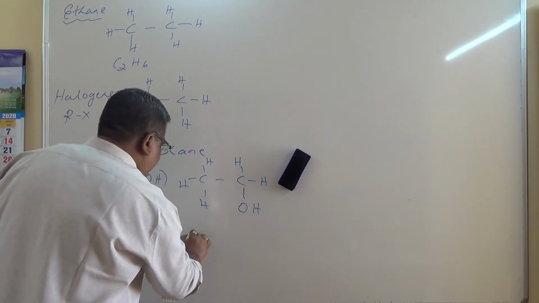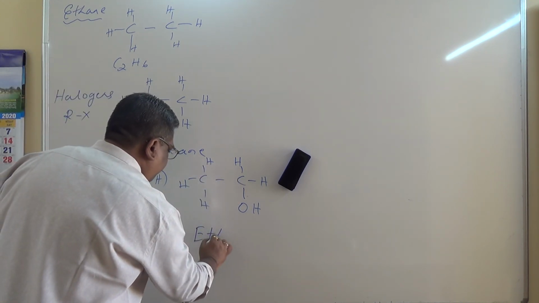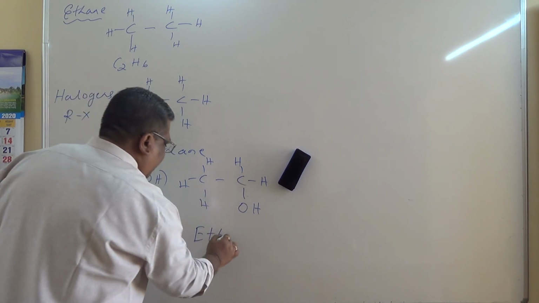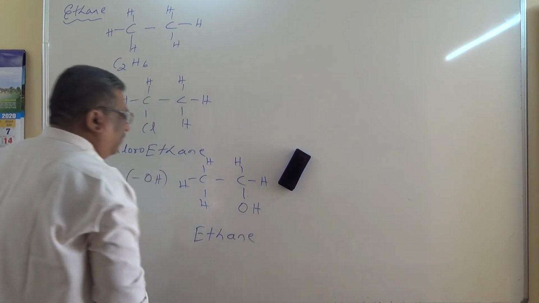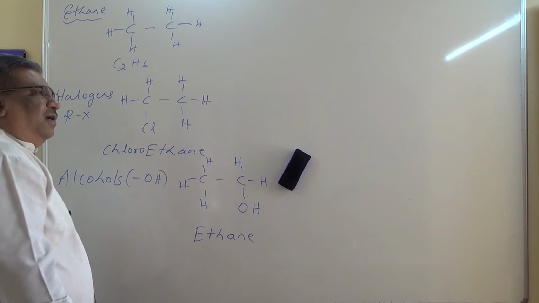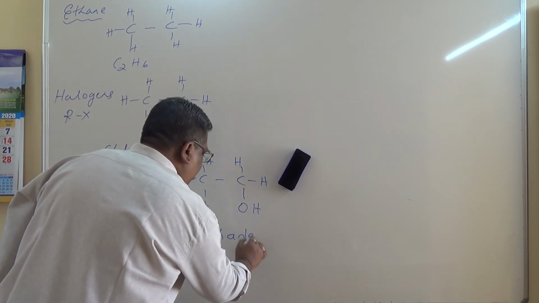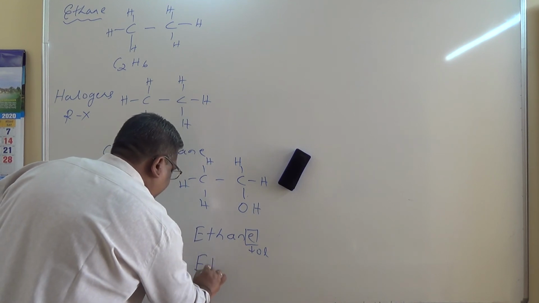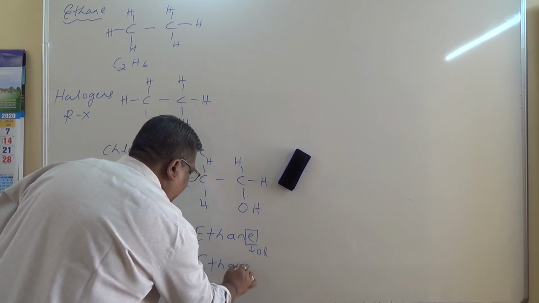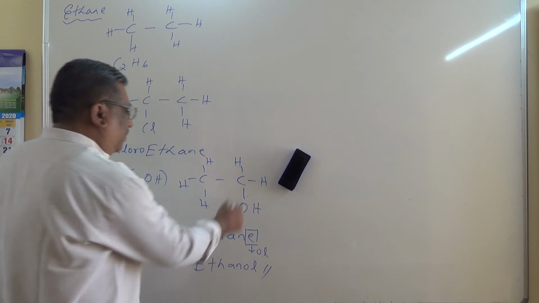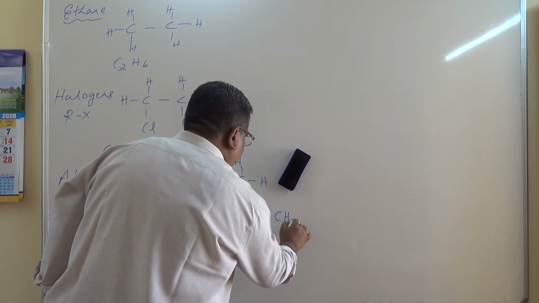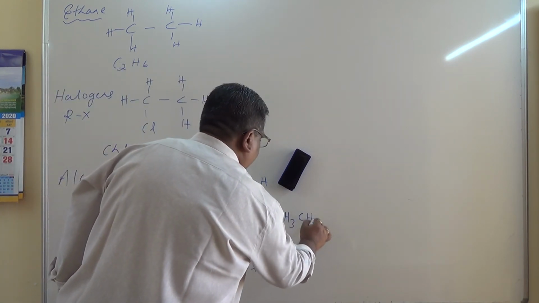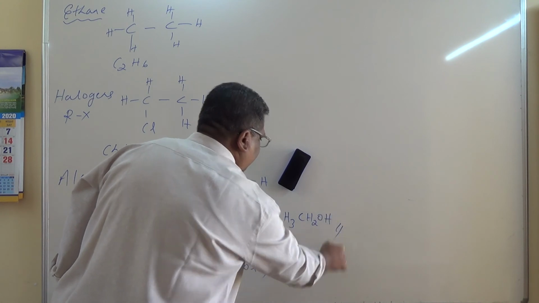2 carbon atoms, eth. Single bond between carbon atoms, ane. Functional group alcohol, so E should be replaced with OL. Ethanol. Ethanol, molecular formula CH3CH2OH.